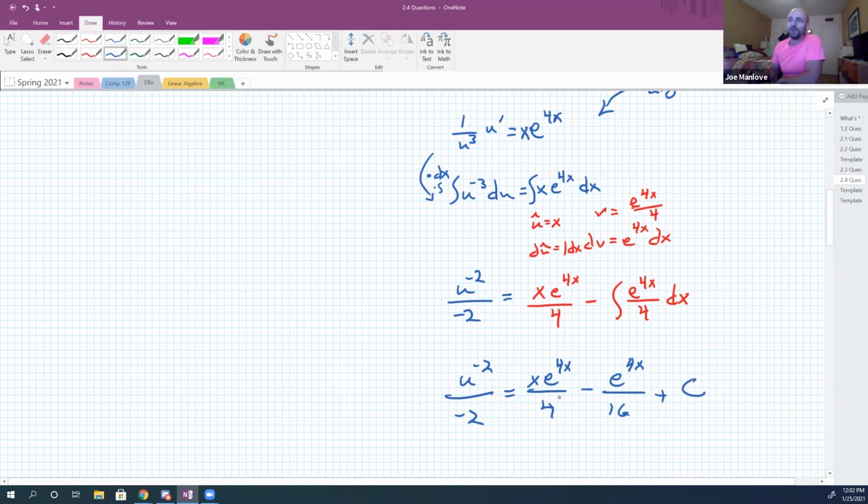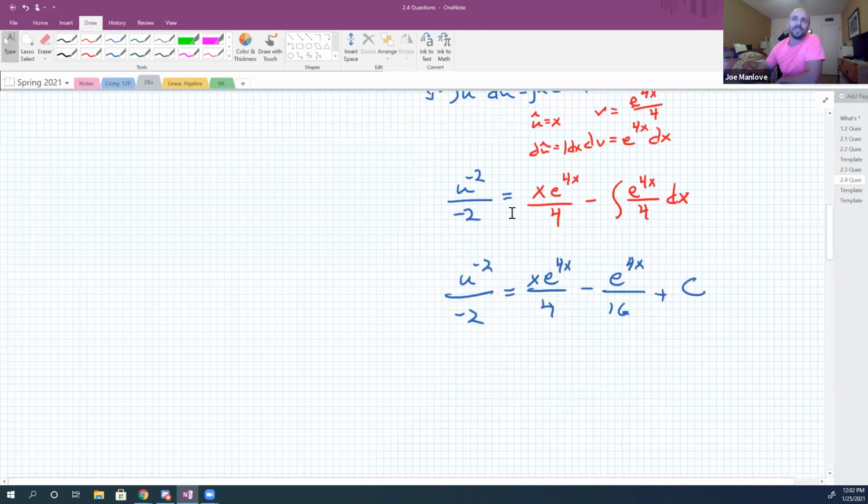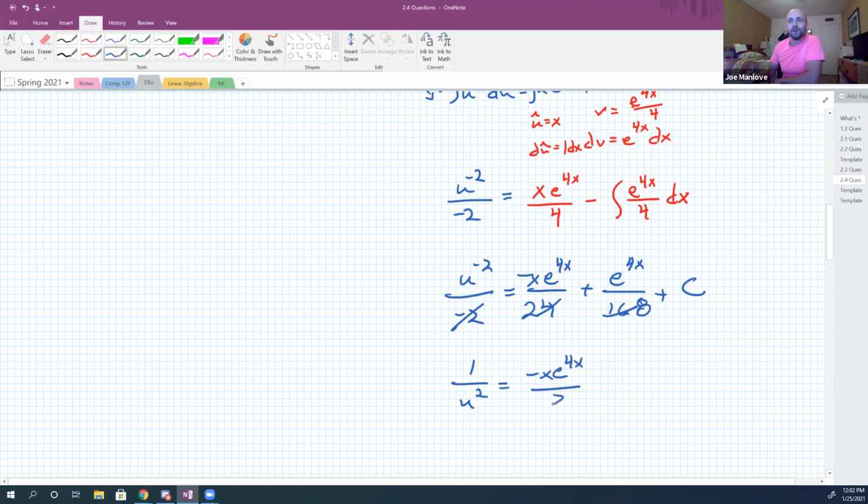And then we need to solve for u here. First things first, I suppose I want to multiply everything through by negative 2. So we're going to make that a 2 and flip the sign and fiddle around with some numbers here. Okay, so I have 1 over u squared is minus x e to the 4x over 2 plus e to the 4x over 8 plus a constant. Everybody on board with that?